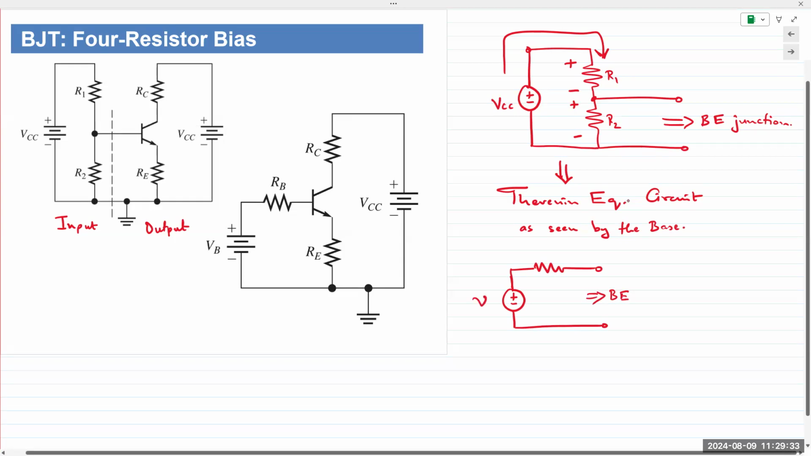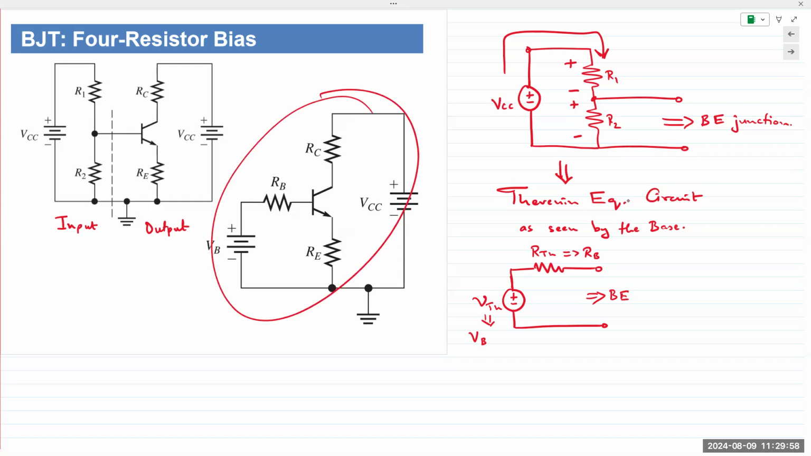I'll call this VTH. That VTH would be the base voltage, right? And this would be RTH. That RTH is, of course, the base resistance. So the circuit comes out to be equivalent to the one that we studied just in the previous example. The only thing is that because of one voltage supply, we're using two physical resistors to create that equivalent RB.